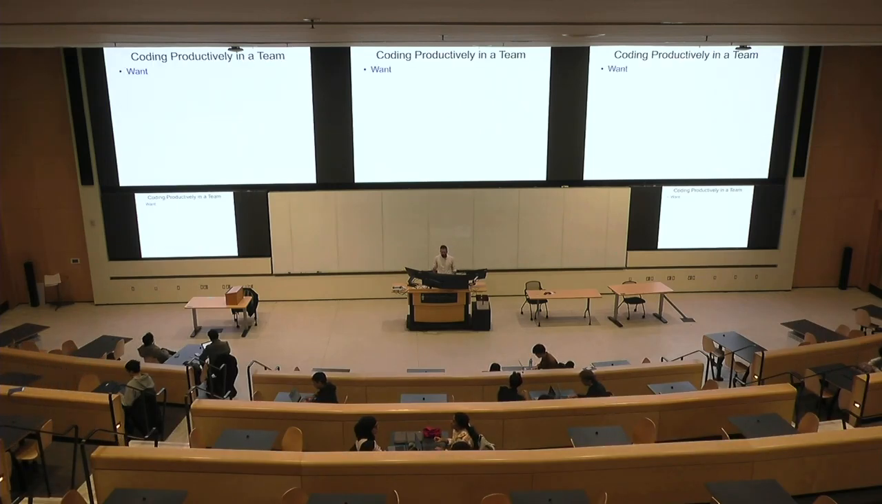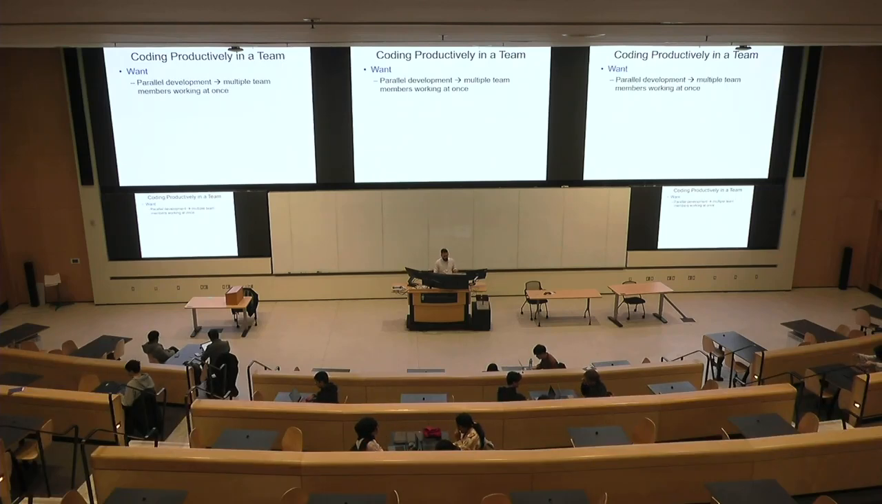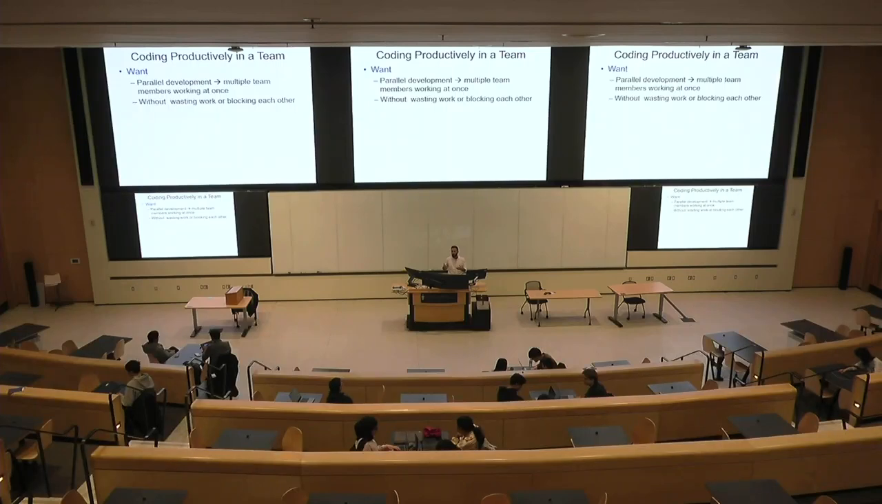Okay, so most of you, as engineers, are probably going to work in a team, whether now or in your future career, and this definitely includes developing software. So what do we want here? We want to be able to do parallel development. What does that mean? It means multiple team members are working on different parts of the project without wasting work, blocking each other, or getting in each other's way while doing that.